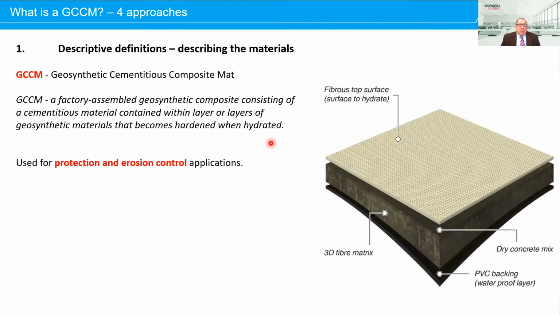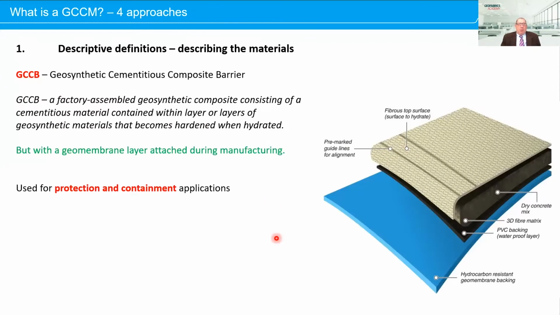There's a couple of types. The normal GCCM has, in this case, a PVC membrane or geotextile underneath. These normal GCCMs are used for protection and erosion applications. We can also add a geomembrane to the bottom, and we get a GCCB, which is a geosynthetic cementitious composite barrier. And these products perform the protection and containment function.